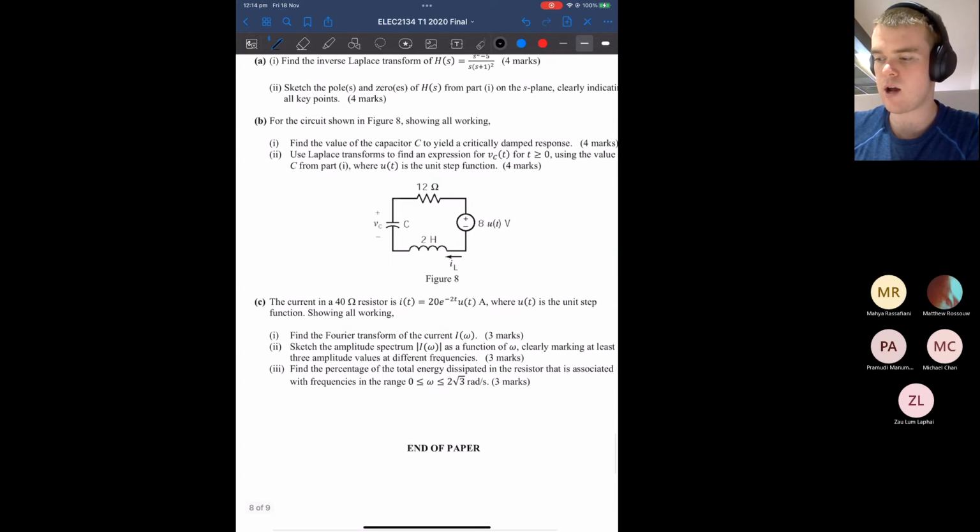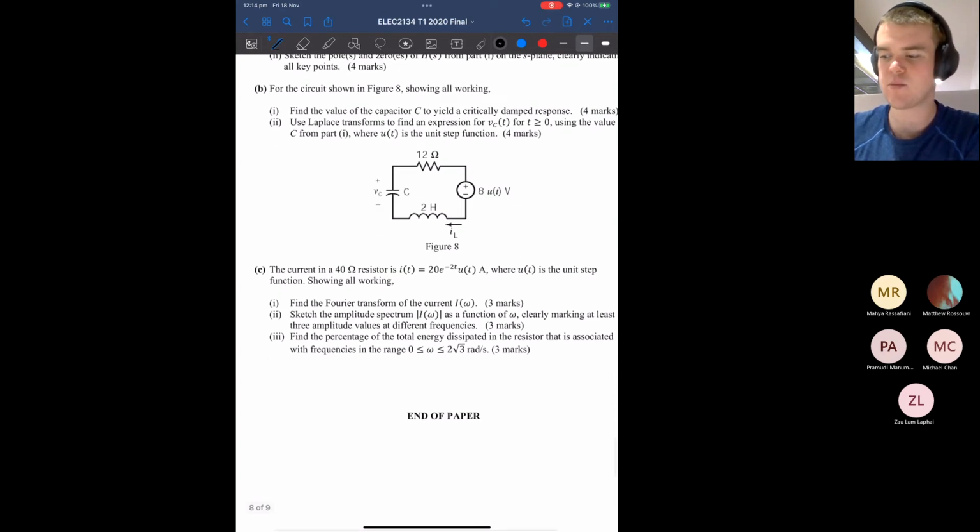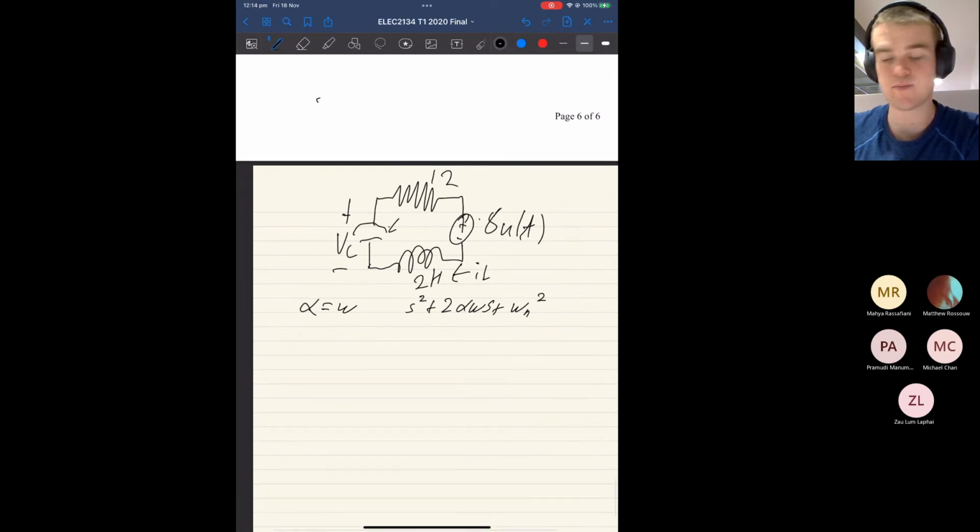Okay. Now I'm going to do the Laplace transform just to make my life easier. First off, we have u(t). So what are our initial conditions going to be? Equals 0. Equals 0. Very good. Makes our life very easy. Okay, so 8 u(t) just becomes, I'm going to go blue here, 8 on s. 12 is just 12. C becomes 1 on sC. And then 2H becomes 2s.